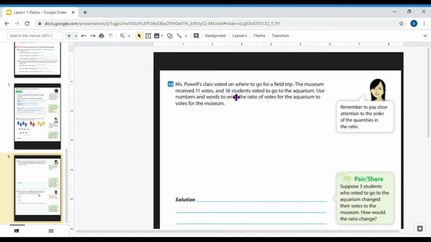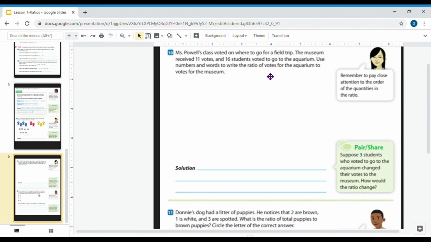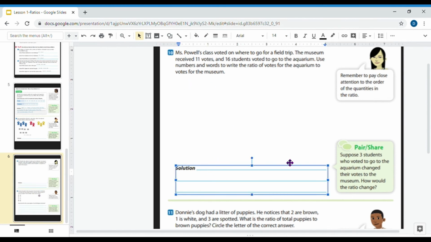Miss Powell's class voted on where to go for a field trip. The museum received 11 votes, and 16 students voted to go to the aquarium. Use numbers and words to write the ratio of votes for the aquarium to votes for the museum. So right here, if you wanted to draw a tape diagram, that would be amazing. I'm not going to do that on the computer, but I am going to use my words for my solution down here. So using my words, ready?